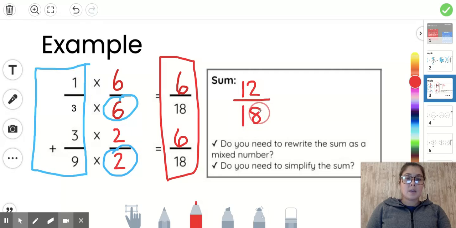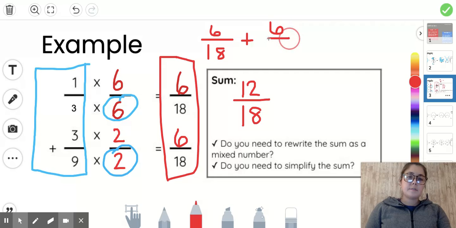I'm adding, like we talked about in small group, I only have to add the numerators. I have the same denominator. So I'm only adding up the numerators, and 6 plus 6 equals 12. So you can even write that out going across if it makes more sense to you. 6/18 plus 6/18 equals, my denominator stays the same, and I add my numerators. So I add 6 plus 6 equals 12.